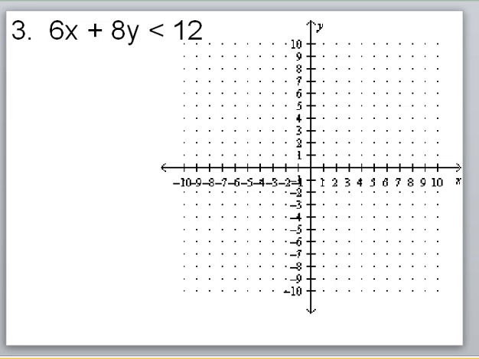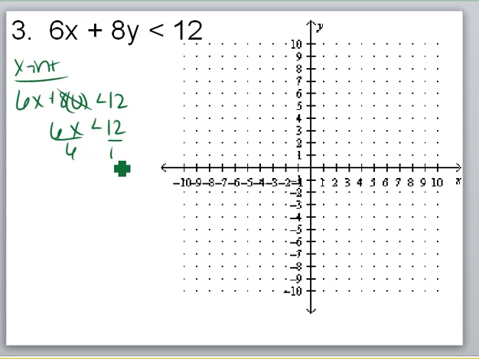Alright, on this problem, I probably would choose x and y intercepts to graph this one because it's in standard form. So I'm going to go ahead and do that and see if that works out for me. So my x-intercept is when I keep the x portion and I plug 0 in for y. So that gives me 6x less than 12. Divide by 6 on both sides and I get x is less than 2. So my x-intercept is 2.